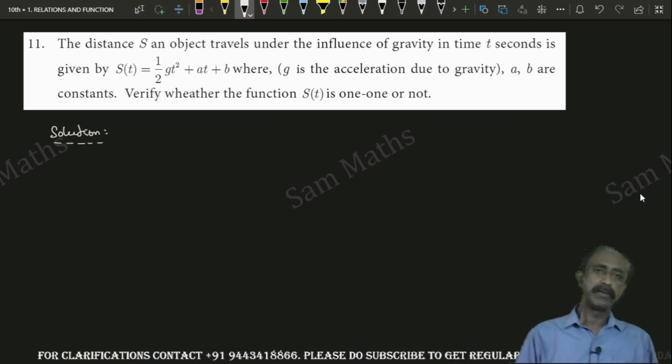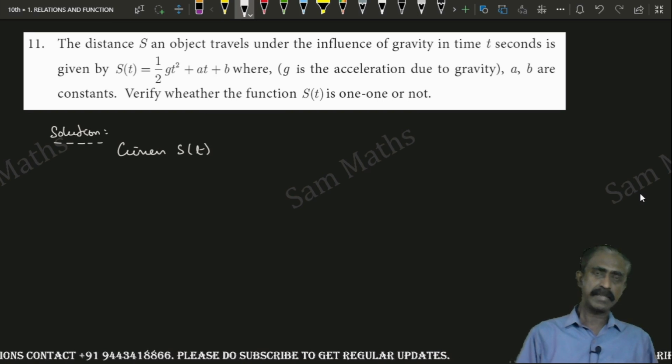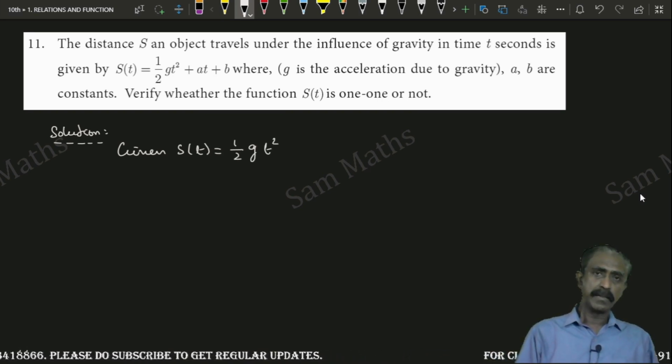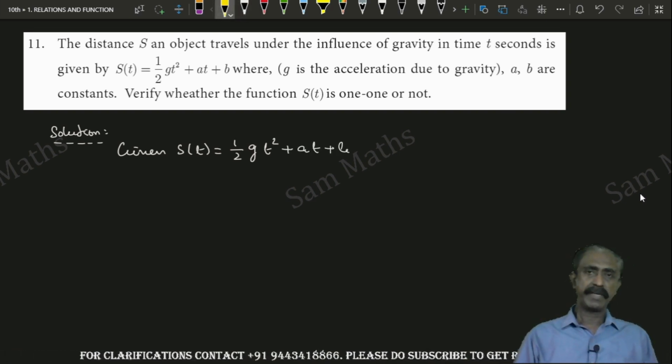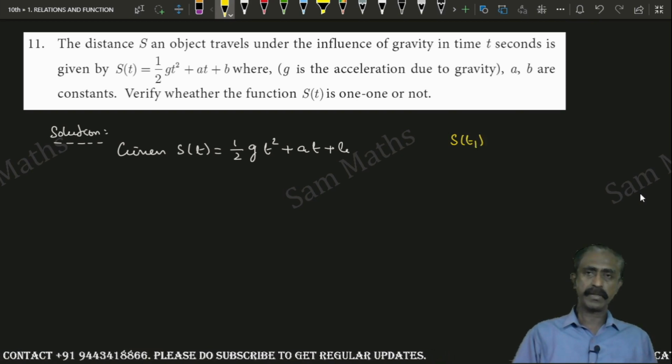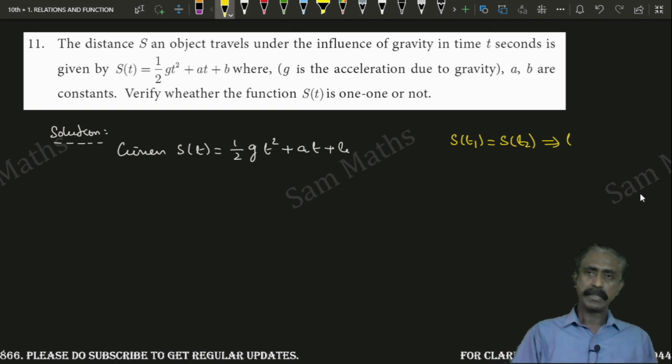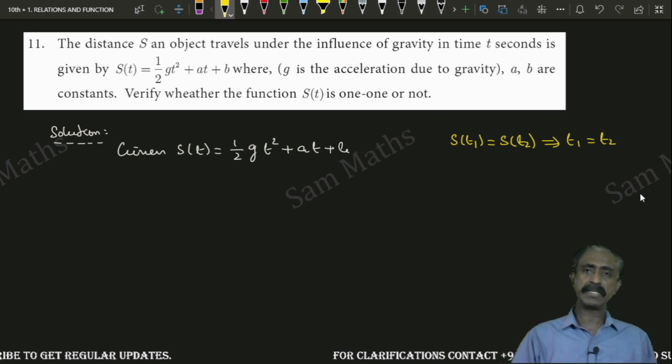Solution: given s of t is equal to 1 by 2 g t square plus a t plus b. Here we have to verify s of t is 1-1 or not. That is, we have to verify s of t1 is equal to s of t2 implies t1 is equal to t2. If it satisfies that, we can say it's 1-1. If not, it's not 1-1.